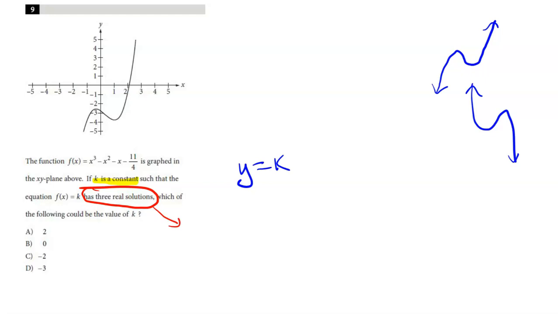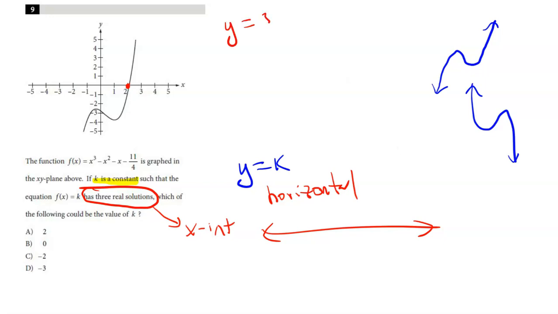Well, a real solution is basically an x-intercept. It's where you cross the x-axis. Right now, there's only one real solution sitting right there. It says which of the following could be the value of k. So we want to have 3 solutions. So remember, y equals k is basically a horizontal line going left to right. For instance, if we wanted to graph y equals 3, the graph of y equals 3 would be this line right here, but that would only have one solution because it only crossed it once.